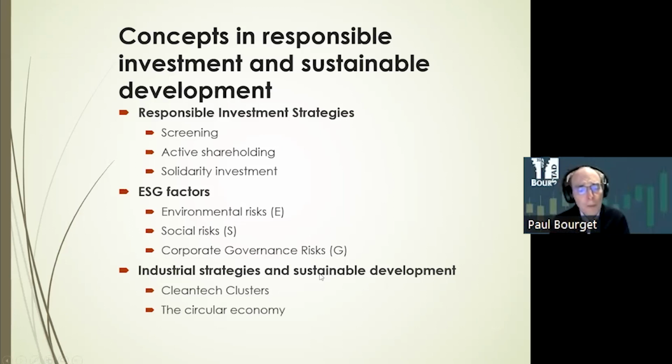We can also talk about some industrial strategies about sustainable development, like the clean tech clusters that we find in large Canadian cities, Montreal, Toronto, Vancouver. There's also the concept of circular economy. If you create an account on the Bourstad platform, you have the opportunity to download the guide to sustainable investing that we make available to users of the platform.